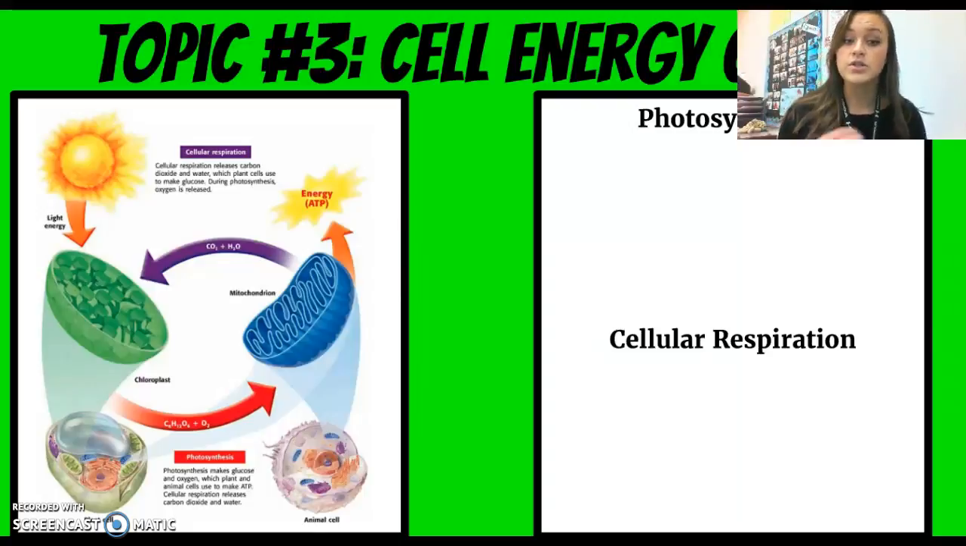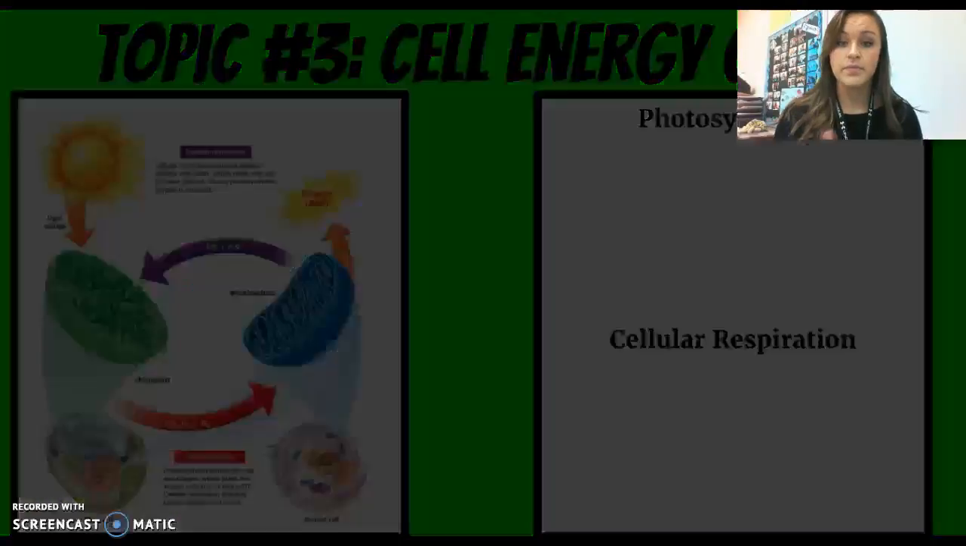Cellular respiration is going to occur in the mitochondria. It is going to take the glucose and the oxygen and convert it into water, ATP, which is our usable form of energy, and carbon dioxide, which is what we exhale through excretion. So we're getting rid of that waste product.